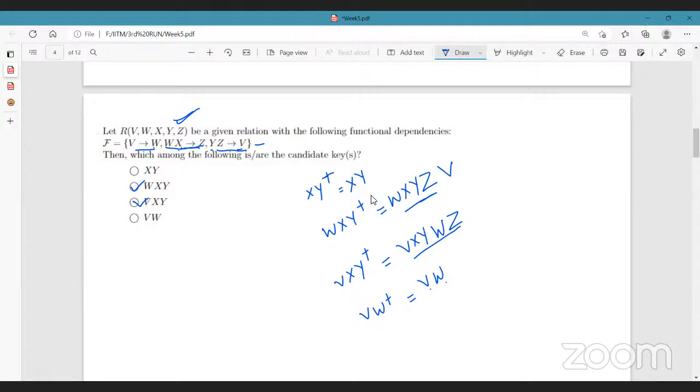Ma'am, I have a question. Can a primary key be a candidate key? Yes, it can be a candidate key. A primary key is always one of the candidate keys. Okay, any other doubts in candidate keys? How to find out candidate keys? Anyone?